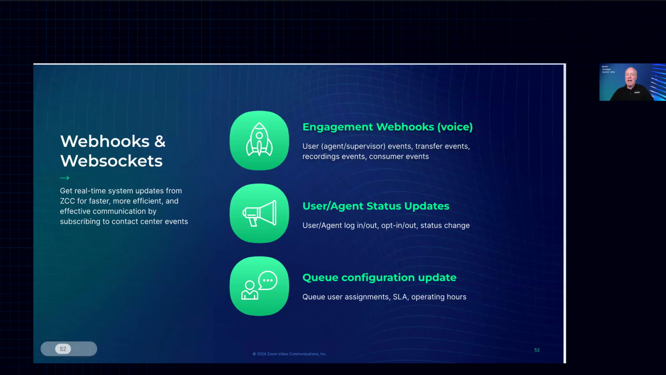Our webhooks and WebSockets are going to send you a real-time stream of information, raw data events that tell you exactly what's happening in the contact center. There are three areas that you could receive. Engagement webhooks: the agent's phone rang, the agent answered, the agent transferred, recording started, recording stopped, consumer events, a consumer hung up. You can receive agent events or user events. Agent logged in, agent logged out, agent went ready, not ready. Agent opted out of a queue, opted in of a queue. And you can receive configuration events. If configuration changes by another administrator, you can receive an event letting you know that something has changed.